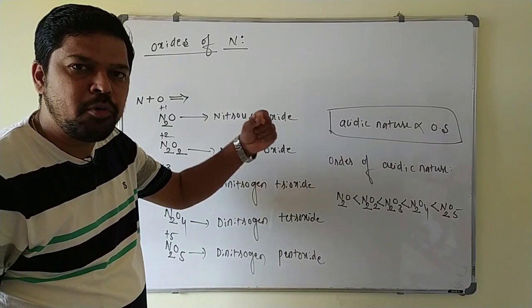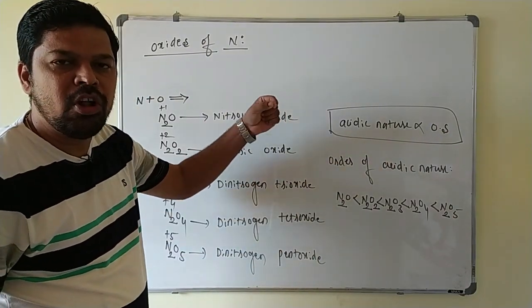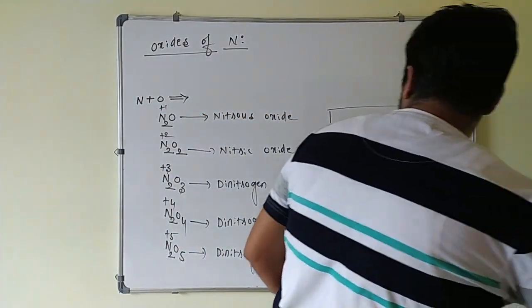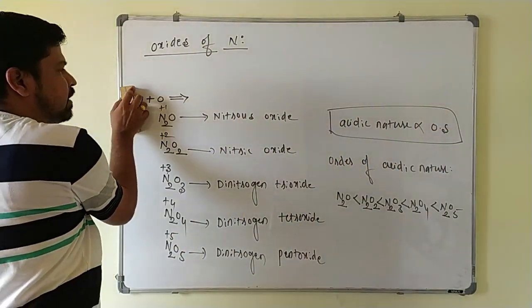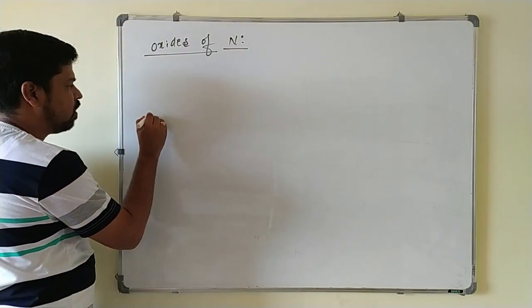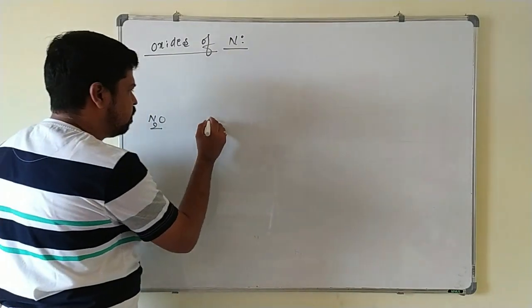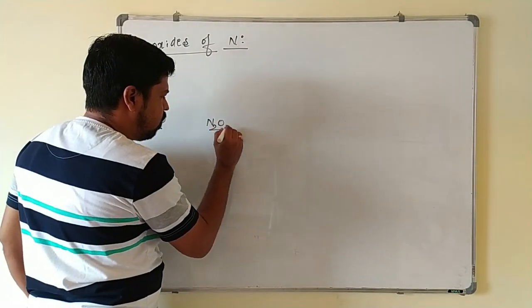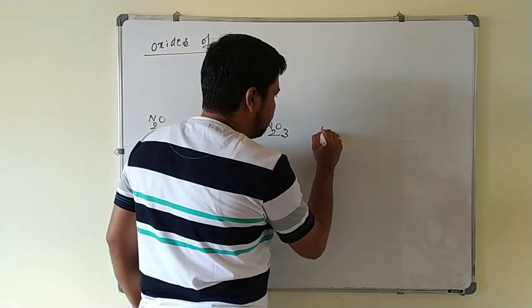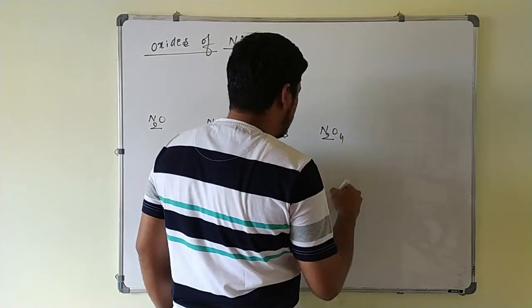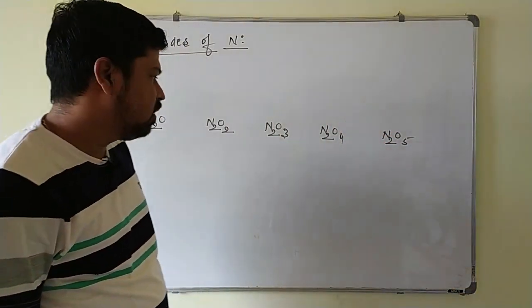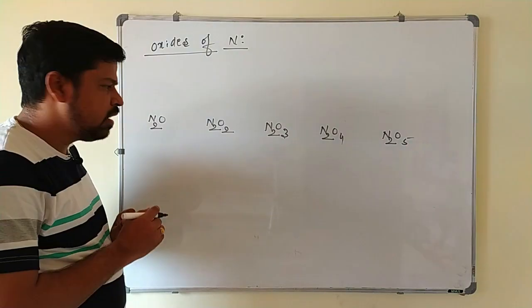Now we will write an important shortcut to remember all the properties of the oxides of nitrogen. Already we know the first one is N2O, second is N2O2, N2O3, N2O4, and N2O5. These are the 5 oxides formed by nitrogen.